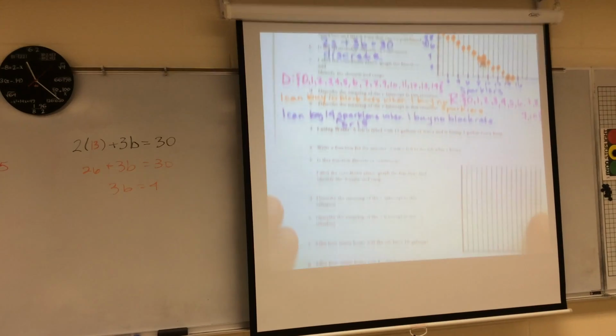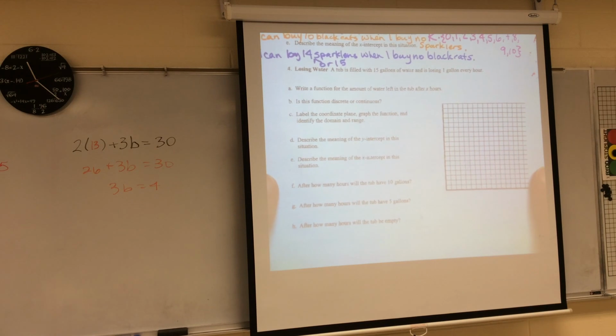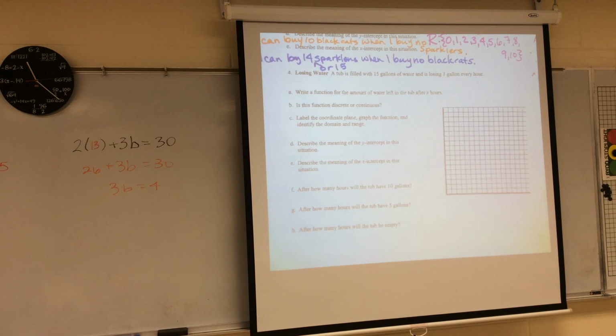All right, let's take a look at number 4. Number 4 says a tub is filled with 15 gallons of water and losing 1 gallon every hour. So we've got a tub with a leak in it, right? So A says write a function for the amount of water left in the tub after X hours.